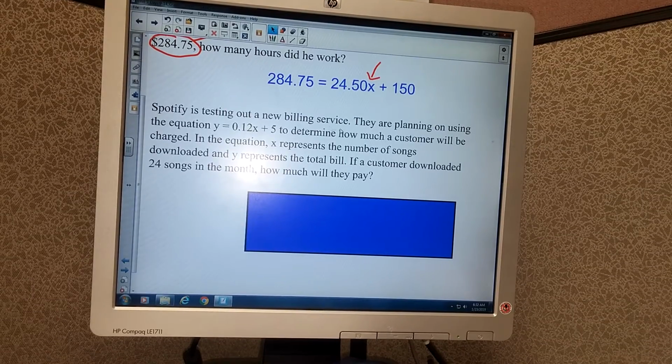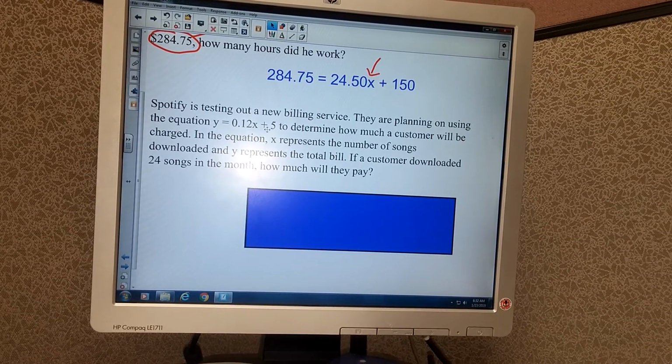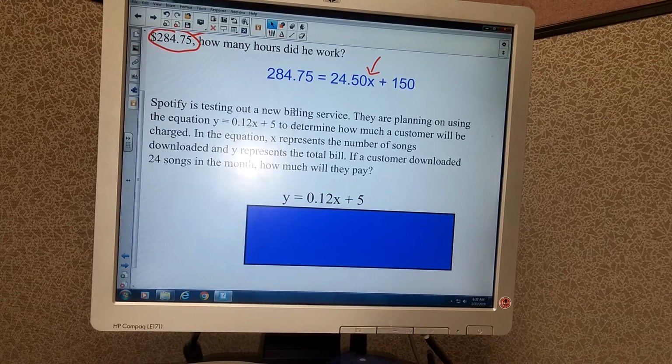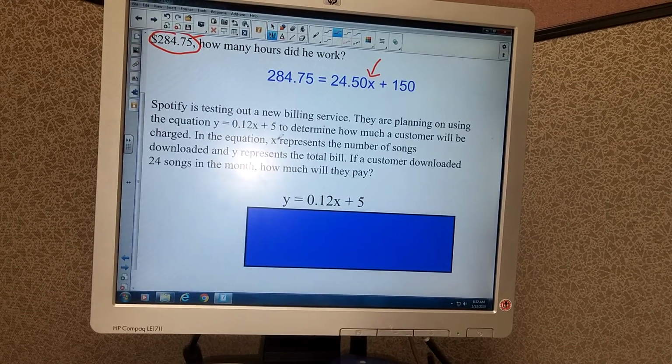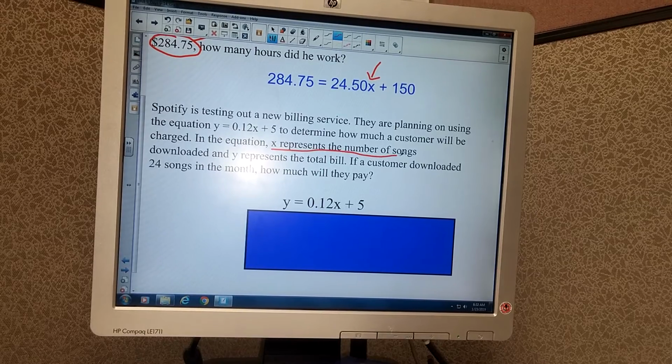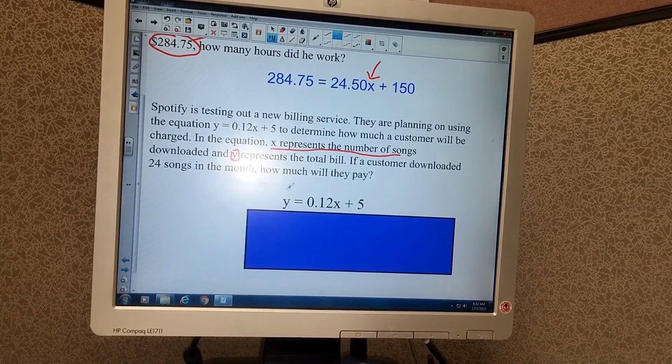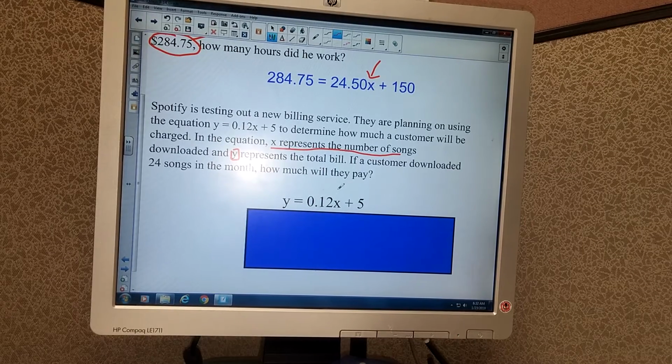Spotify is testing out a new billing service. They're planning on using this equation, y equals 0.12x plus 5, to determine how much a customer will be charged. This one's a little different, and you really have to read. x is the number of songs, and y is the total. So we're still looking at a total for y and some other information for x.